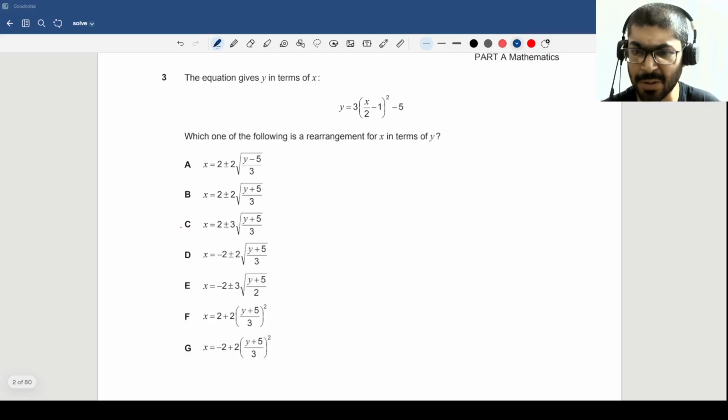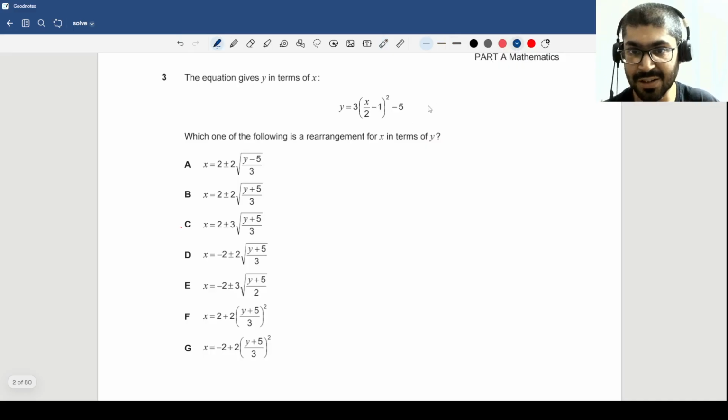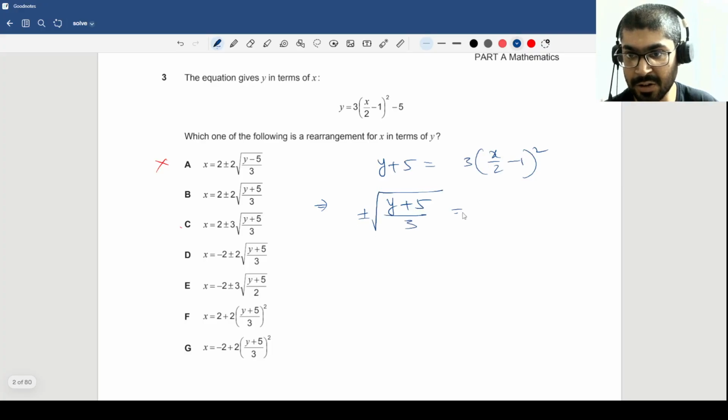How do you do this problem? This is a change in subject formula, right? Change in the subject of a formula. Which of the following is the rearrangement of x in terms of y? Here we'll just shift and I'll get y plus 5 is equal to 3 into x by 2 minus 1 whole square. Since I get y plus 5, this option gets eliminated immediately. I'm not checking a. Then we have y plus 5 by 3 is equal to the square of x by 2 minus 1, so plus minus square root is equal to x by 2 minus 1.